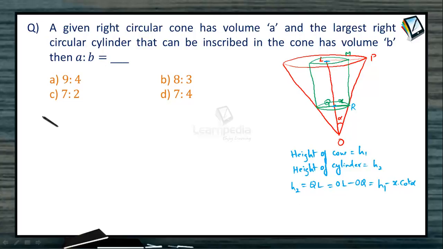Now use whatever data is given to us. Let V be the volume of the cylinder. Then what is the formula for the volume of the cylinder? Yes, pi r square, that is pi x square, times the height of the cylinder, that is H1 minus X cot alpha. And what is given?